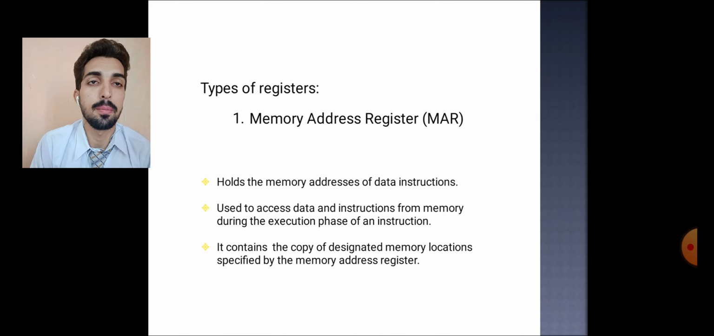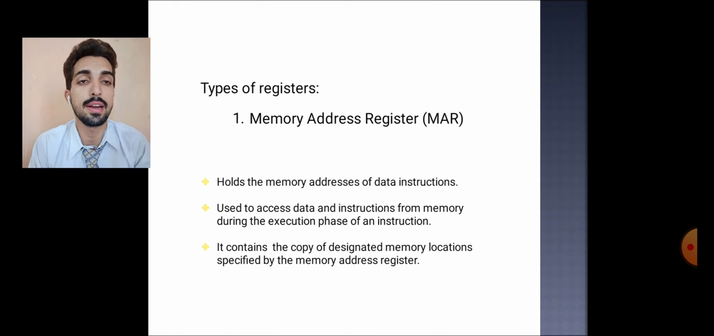Types of register. First, the memory address register, or MAR, holds the memory address of the data. Instructions use it to access data and instructions from memory during the execution phase of the instruction. It contains the copy of the designated memory location specified by the memory address register.